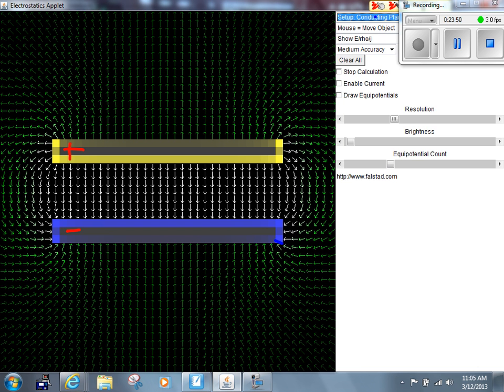Now you can see some crazy things happening here. At the edges, we've got some curved lines. Okay, we're not going to focus too much on this stuff. These curved lines at the edges, and these straight lines out here, they don't concern me too much. Although you can see that those field lines are always pointing away from the positive and toward the negative.